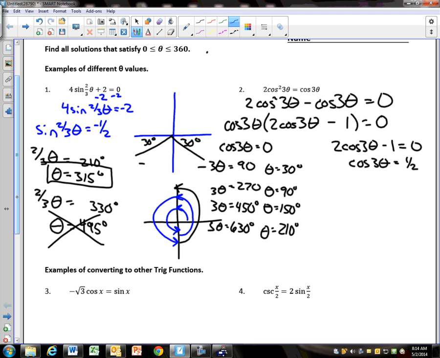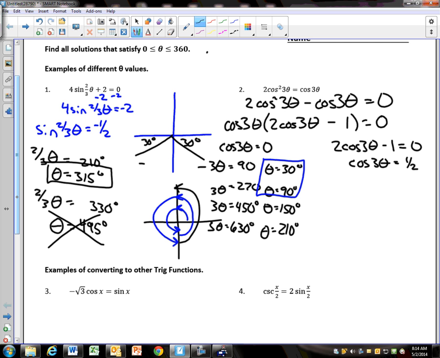You got to understand 315 works and 495 doesn't. In this situation, go ahead and just take the two smallest ones, okay? And we'll just stop there. We could come up with a lot more. We're not going to, okay?